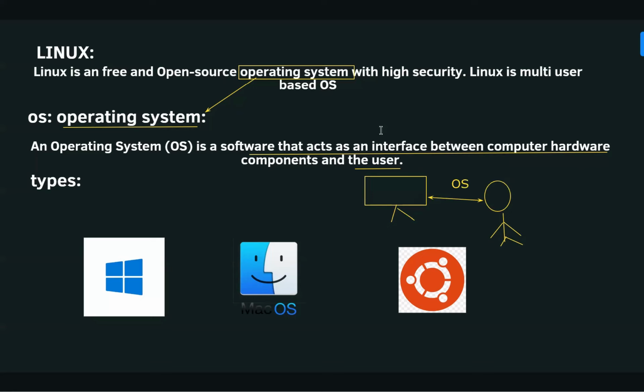Next. So after this, what we are having? We are having the types of OSs. Depending on the platform, we are having different OSs. Let's say if you are using a Windows laptop, you are having the Windows OS.